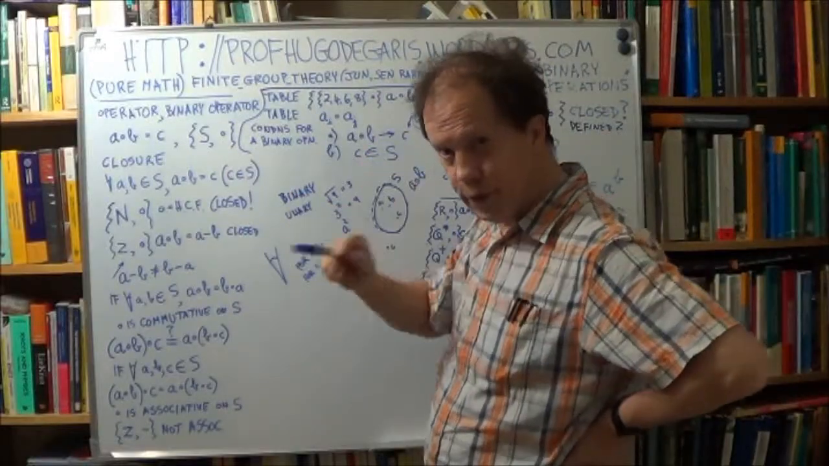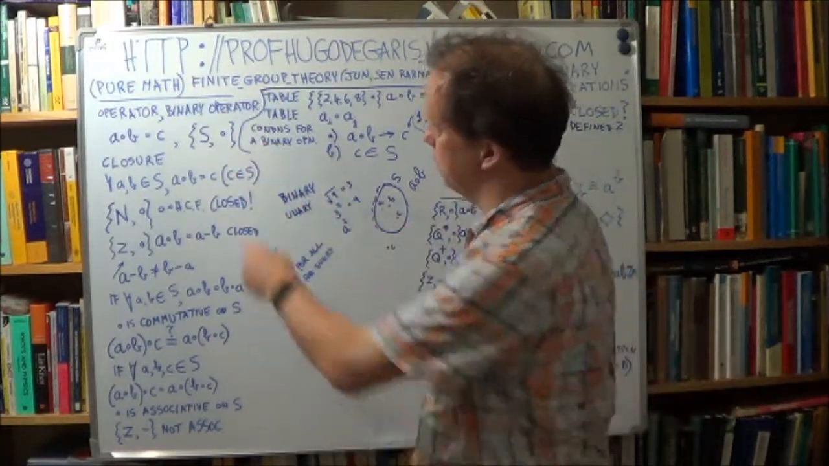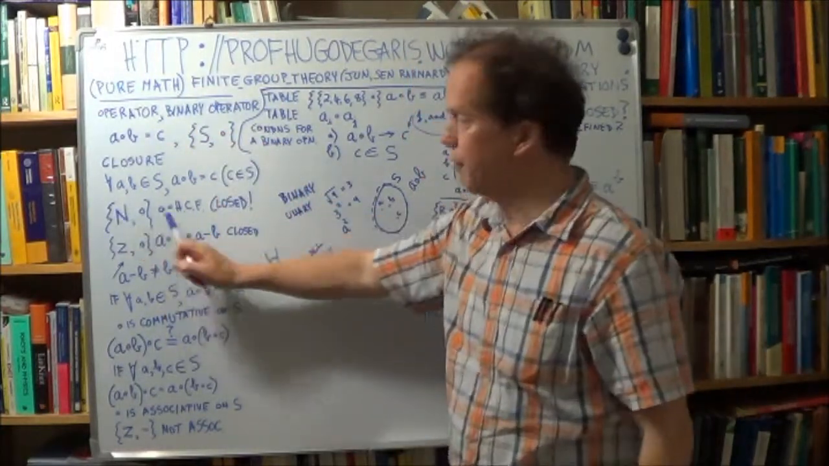A little hollow circle usually. And so that's the general form. Now here's a more specific form.